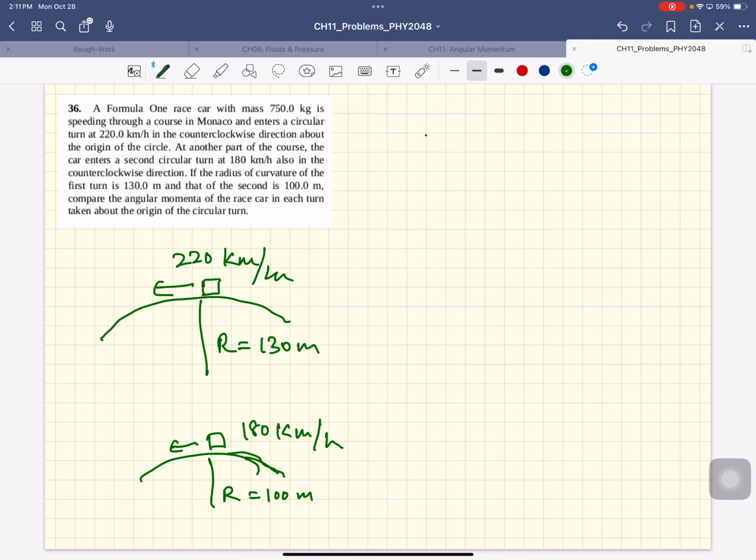So turn one. Turn two. You saw that angular momentum is mass times velocity times r. Okay. So, but let's convert these speeds. 220 kilometers per hour, you want to convert this to meters, that's 1,000 meters, that's 3,600 seconds. So it's just dividing this by 3.6. Okay.